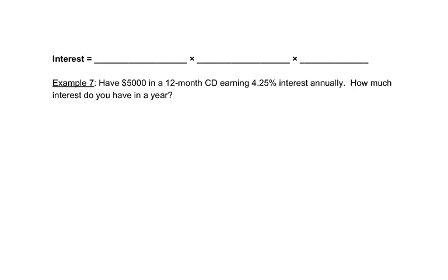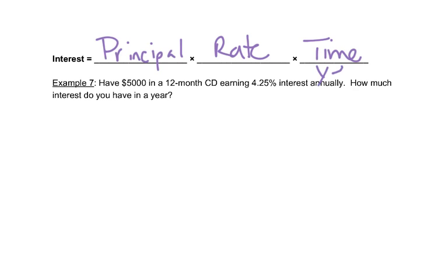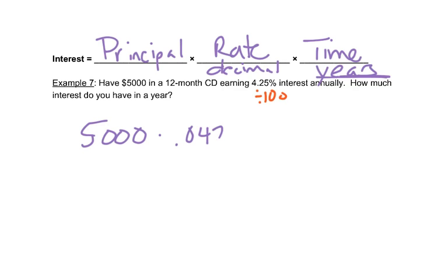Let's look at interest. Interest is principal times rate times time. The time has to be in years. It's really important. The rate has to be in decimal form. So we have $5,000. That's our principal. And a 12-month CD that earns 4.25%. So we're going to change that to 0.0425. How much do you have in a year?